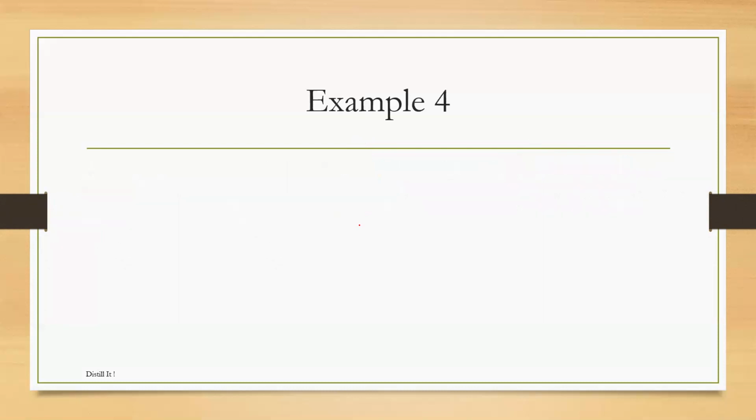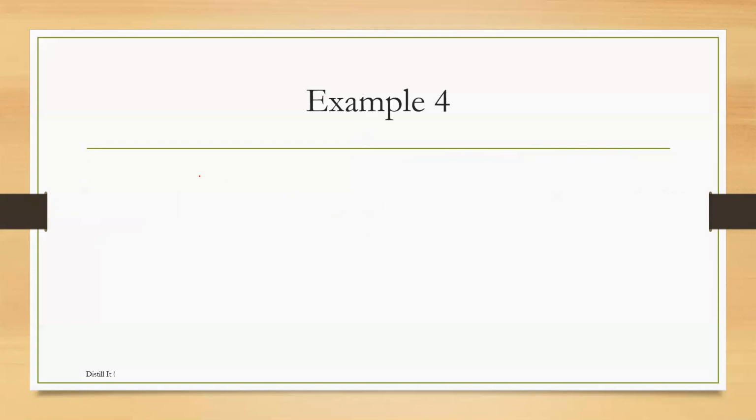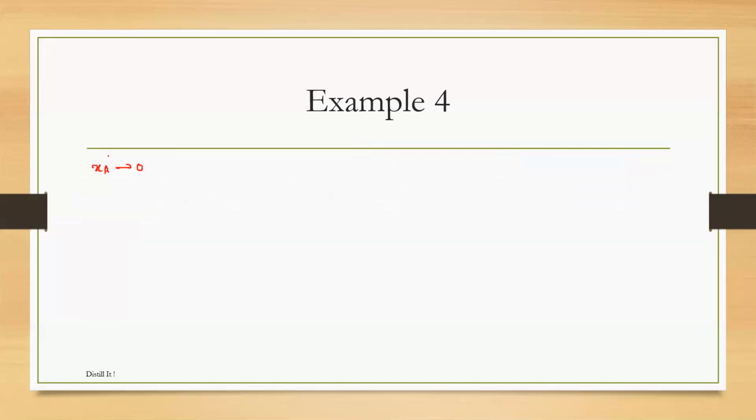So since they have mentioned that the solution of A in ether is highly dilute, that means we'll take mole fraction of A tends to 0. All right, mole fraction of A tends to 0. This is one thing that they have said by saying that assume that the solution of A in ether is very dilute. That means very negligible amount of A is added. The number of moles of A are negligible in comparison to that of ether. That is why they have given us this.